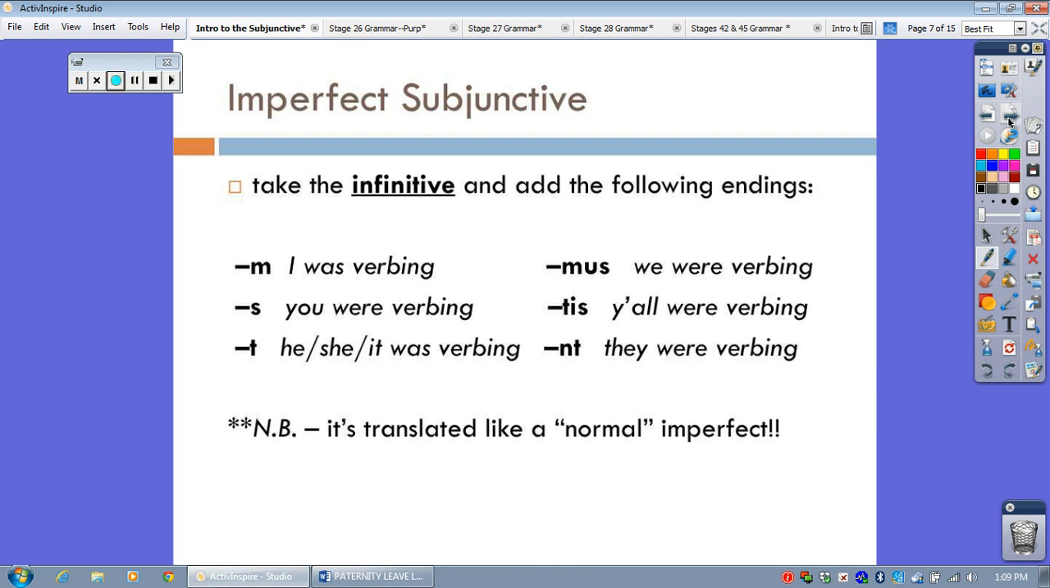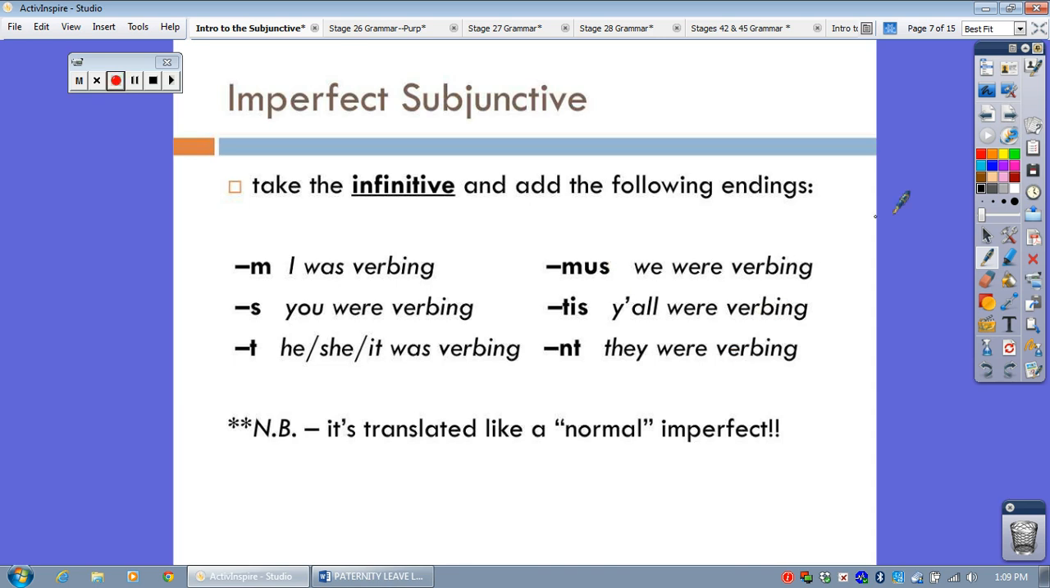Just as a reminder, for the imperfect subjunctive, you take the infinitive, that's the second part of the verb. It always ends in re, as in amare, A-M-A-R-E. And then you simply add one of these present tense verb endings, m, s, t, mus, tis, nt. Remember your present tense song? The only difference here is the first person singular. It's m as opposed to o, but everywhere else it's normal. S means you, t means he, she, it, mus means we, tis means y'all, and nt means they.